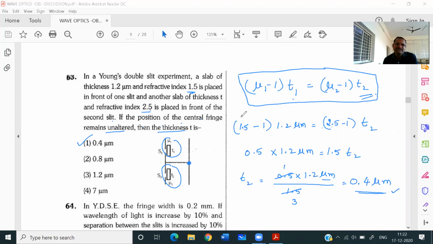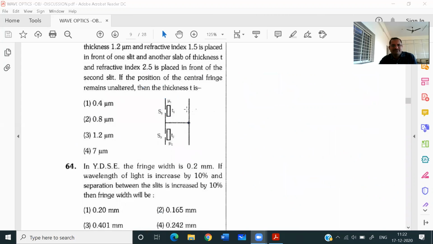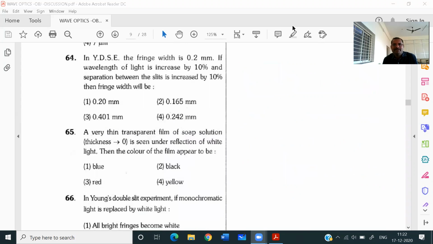Clear? Yeah. 63 is over. Next. Question number 64. What have they given? In YDSE, the fringe width is 0.2. Fringe width beta is equal to how much?